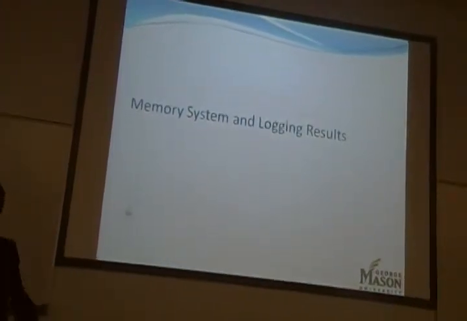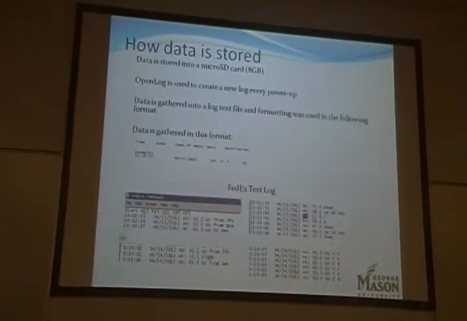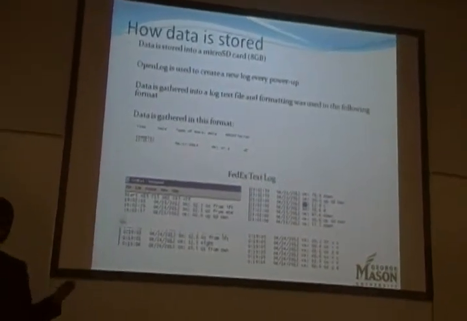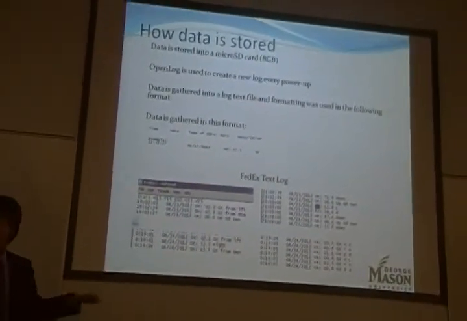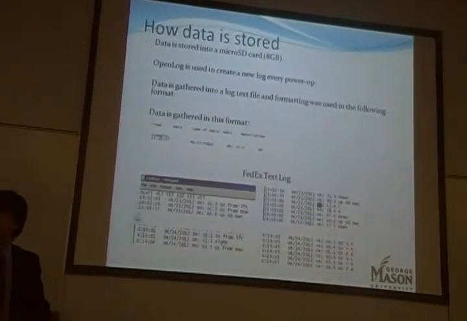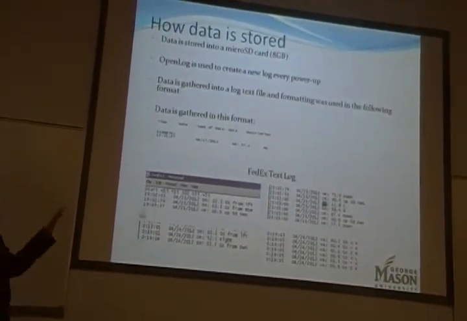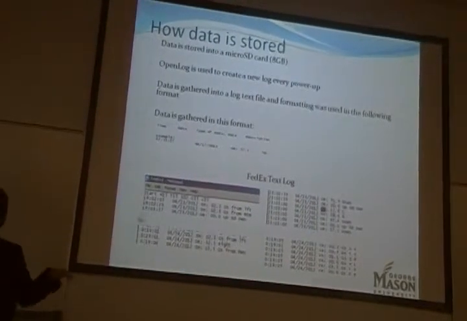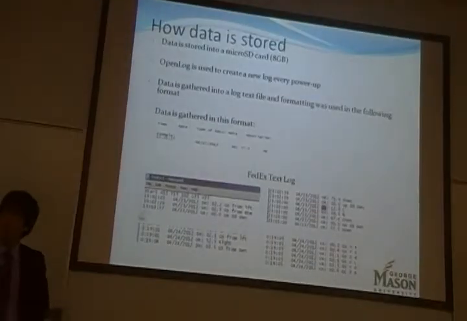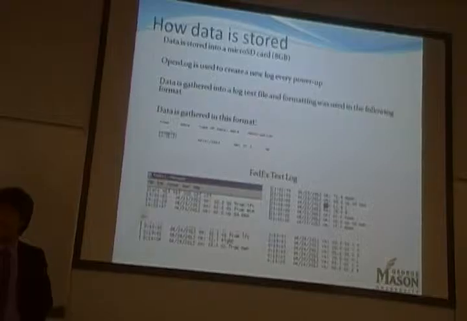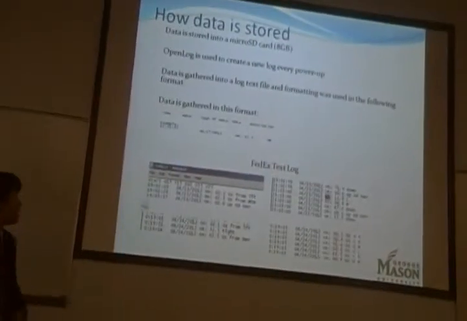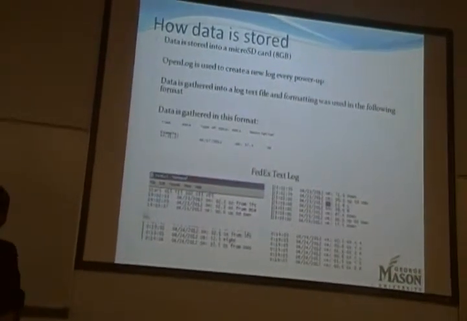So I'm going to explain the memory system and the logging results. For our memory system, we use OpenLog. Basically, OpenLog powers up whenever we power up our device. It creates a new text file on the micro SD card we have. Every time a threshold is reached for a sensor or a sampling period has passed, a data point is stored into our text file.